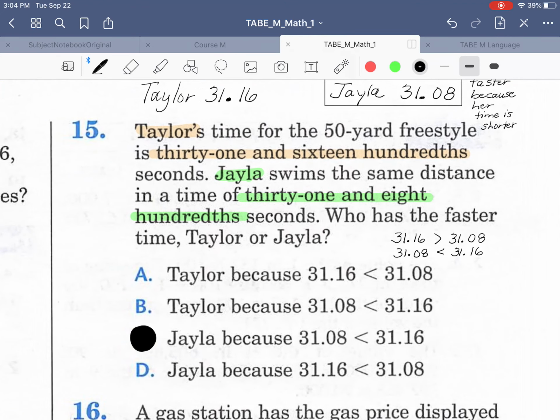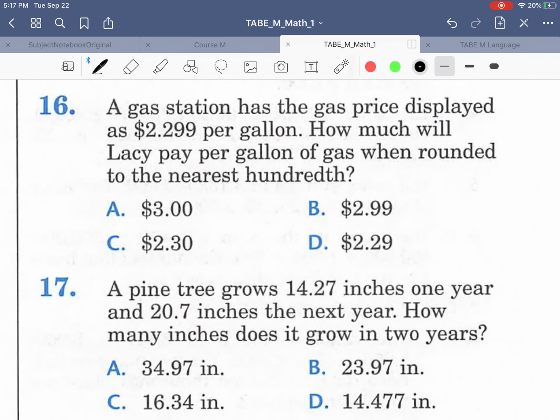So number 15, the answer is C. Number 16. A gas station has the gas price displayed as $2.299 per gallon. How much will Lacey pay per gallon of gas when rounded to the nearest hundredth?